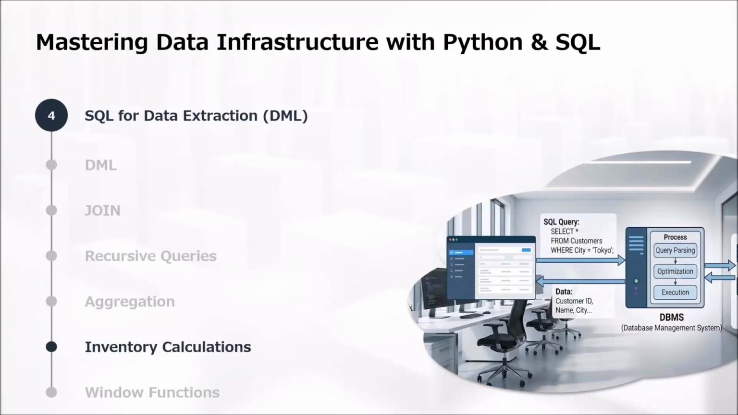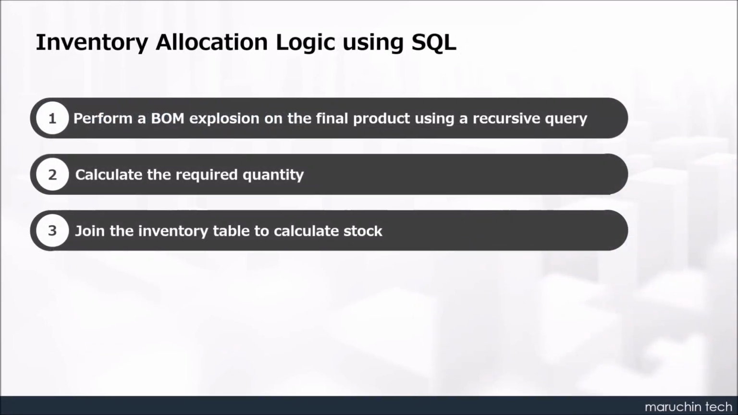Next, let's look at inventory calculation. We will apply the recursive queries and aggregate function we learned so far to implement inventory allocation logic using SQL. The general calculation flow is as follows. First, we perform a bomb explosion on the final product using a recursive query. This allows us to calculate the required quantity of components. Finally, we join the inventory table to calculate whether there is any stock shortage.